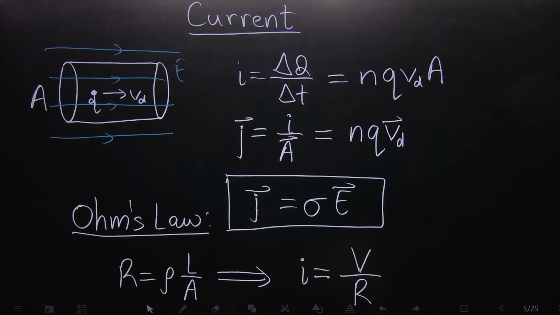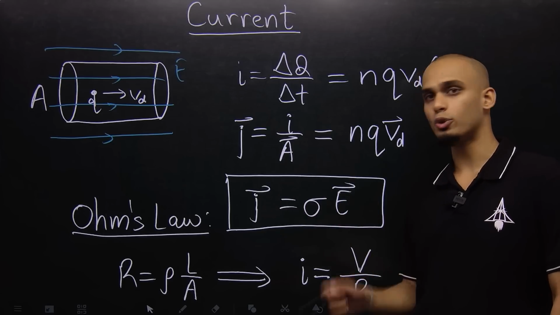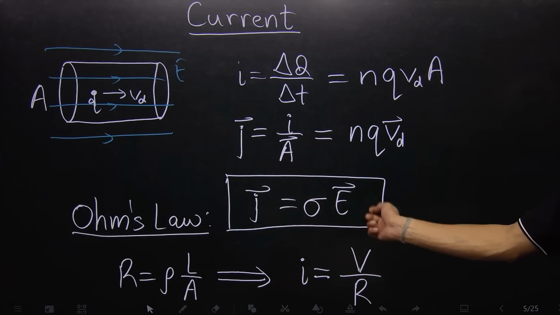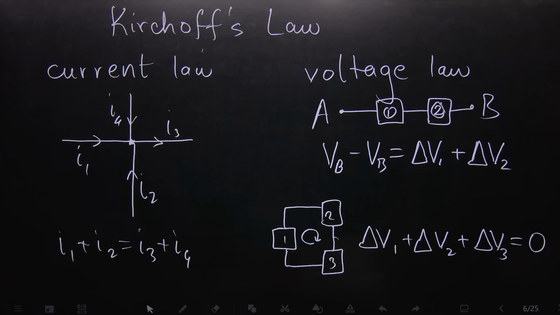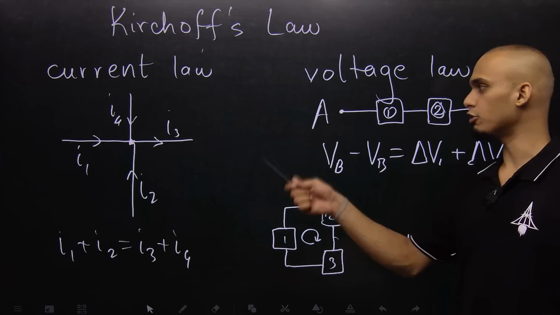And for ohmic resistors, that is for ideal conductors, this phrasing of Ohm's law reduces to the famous expression: current is equal to applied potential difference upon the resistance of the conductor. Now, Kirchhoff's laws are important to solve circuit questions. We only have two, Kirchhoff's current law and Kirchhoff's voltage law.